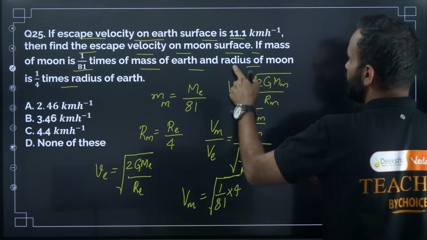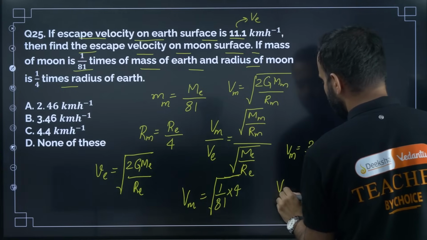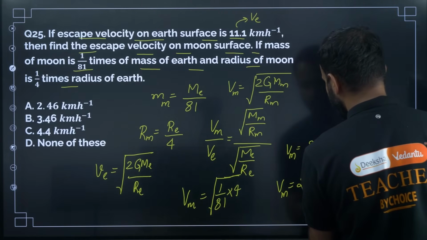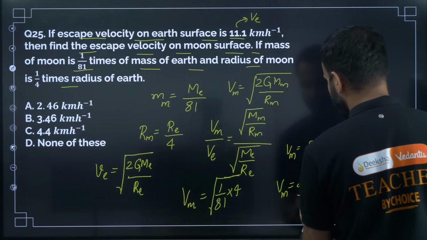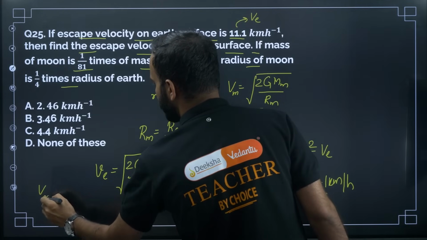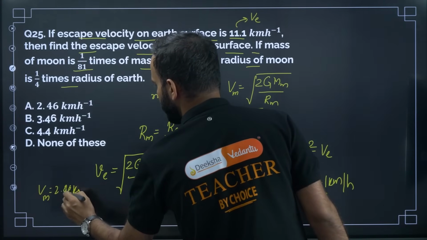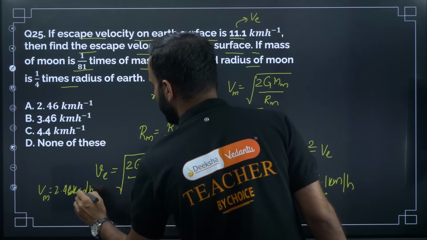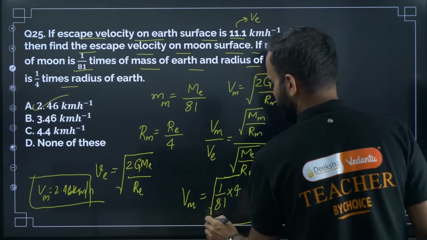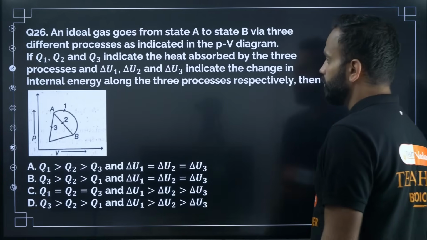Ve is 11.1 km per second. So Vm is equal to 2 into 11.1 km per second divided by 9. So finally Vm is equal to 2.46 km per second. So the correct option is A. Understood? Next question, question number 26.